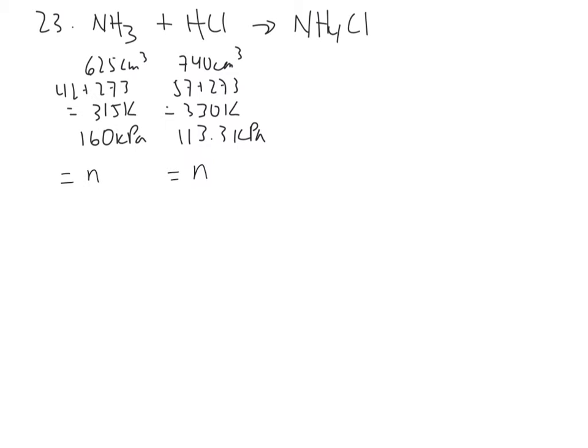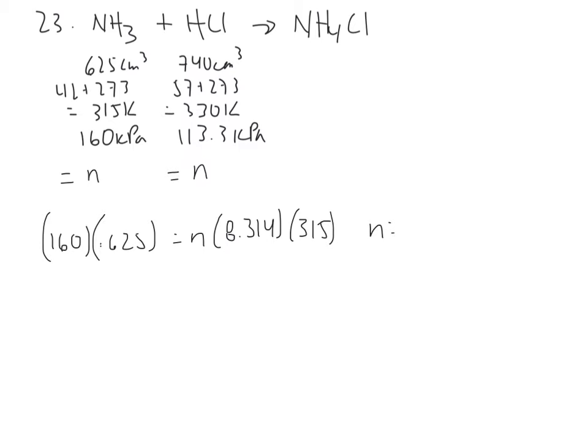So for the first one, P is 160 kilopascals, V is 625 or 0.625 decimeters cubed. I want decimeters cubed since I have kilopascals. And then n is what I'm hoping to find. R then is 8.314, since I have decimeters cubed and kilopascals. And then my temp is 315 Kelvin. So n for my first reactant is 0.0382 moles.